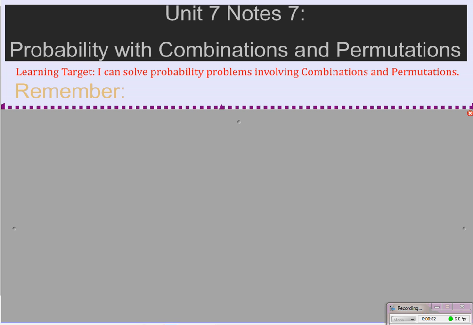Okay, ladies and gentlemen of algebra, this is Unit 7, Note 7, talking about probability with combinations and permutations. So what you need to be able to do is solve probability problems involving combinations and permutations.